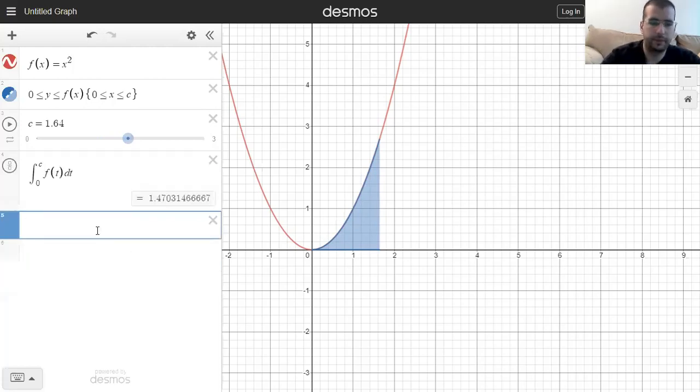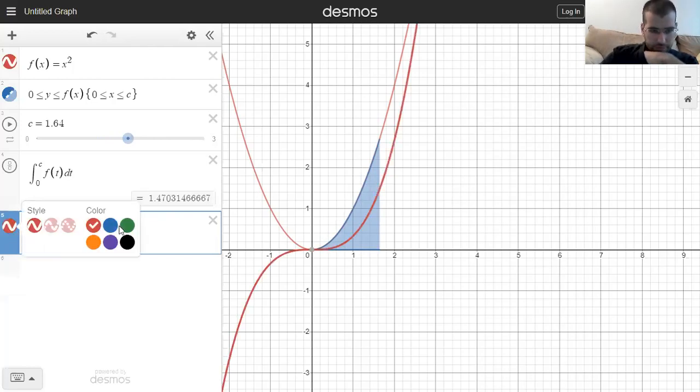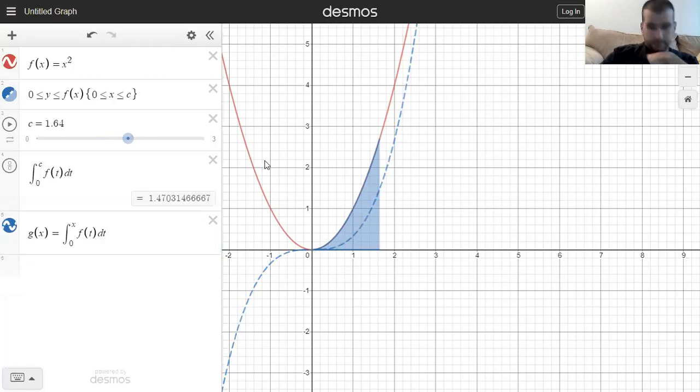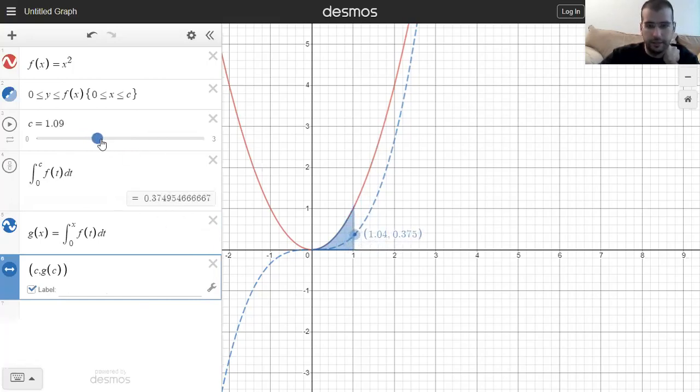So I could now graph this function. What is this representing? For every x value, the height of this graph is the value of the area here.